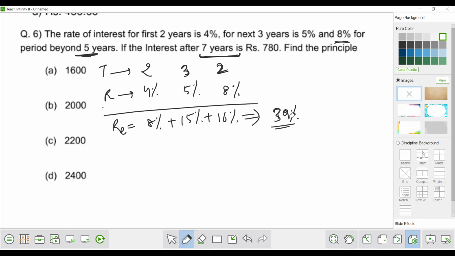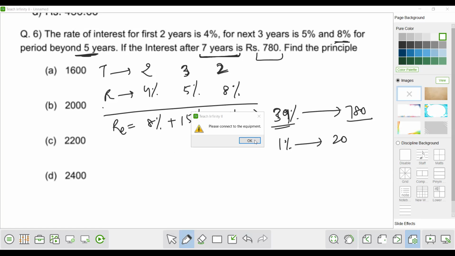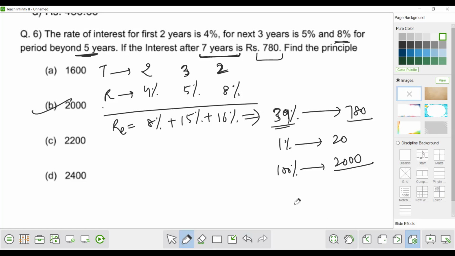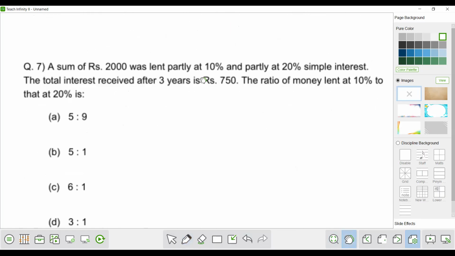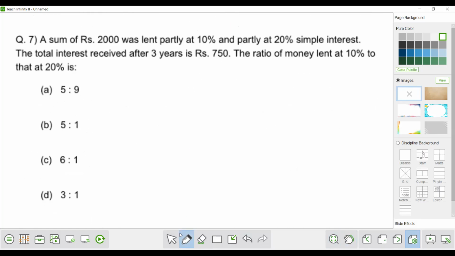So what is our effective rate? It is 39%. And the value given to us is 780. The net interest is 780. So the value of 1% is 20 rupees and we have to calculate the principal. Principal is 100%. So this is 2000 rupees. Easy one. So move on to the next question.